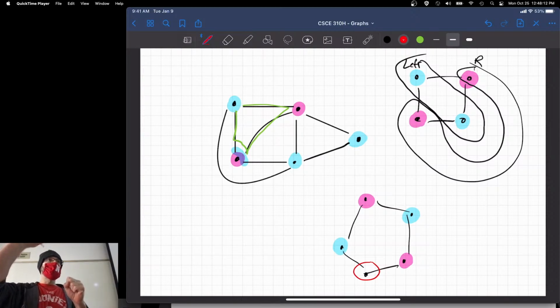But if it is colored the same color as the vertex that you're on right now, then you know immediately that there's an odd length cycle. You can stop and say, this is not a bipartite graph. Otherwise, if you get through this entire process and everything is perfectly colored and you have no blue adjacent to a blue, magenta adjacent to a magenta, then you know that it's bipartite.